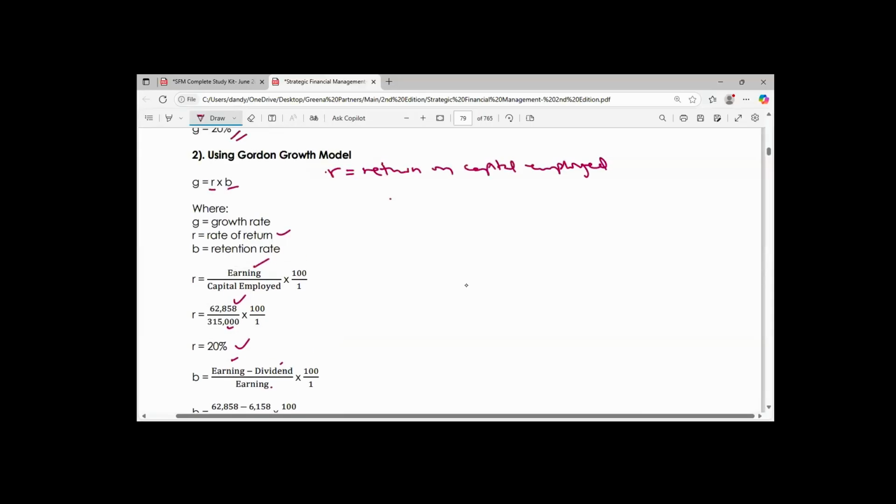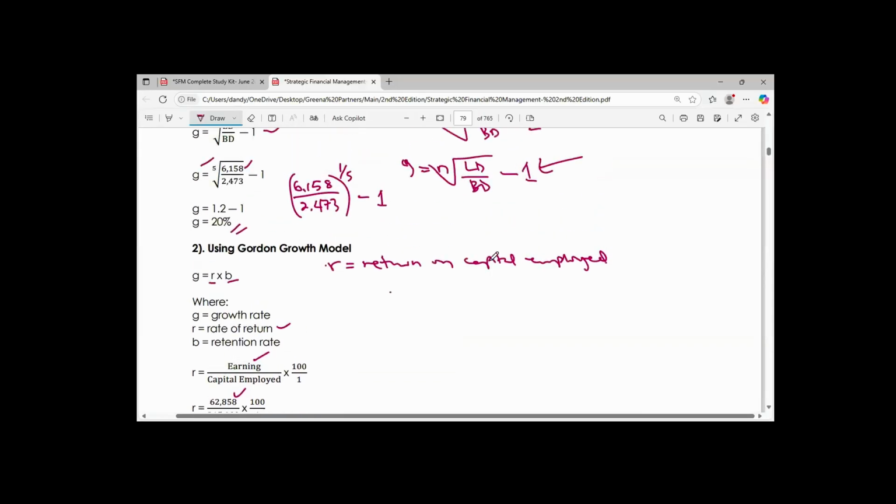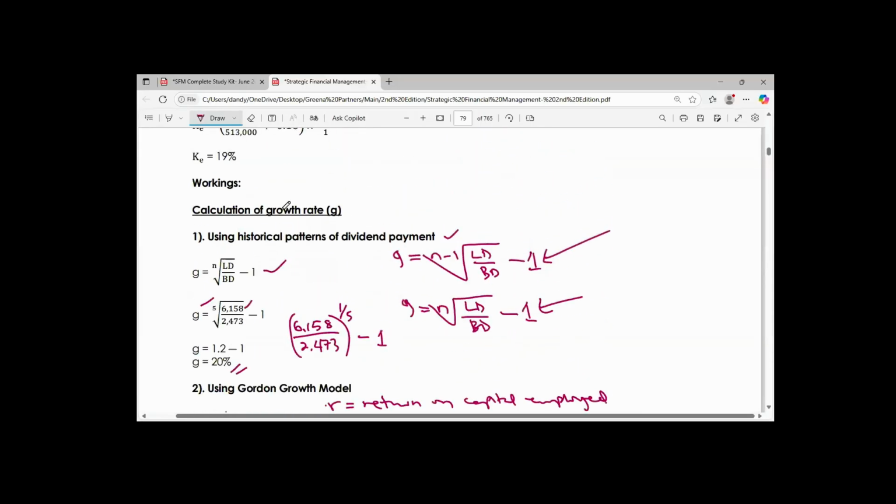Because you have calculated two different growth rates, you must calculate two different costs of equity. But before we proceed, let me answer Michael. Mike, talk to me. Good evening, sir. Good evening. How are you? Okay, sorry to draw you back.